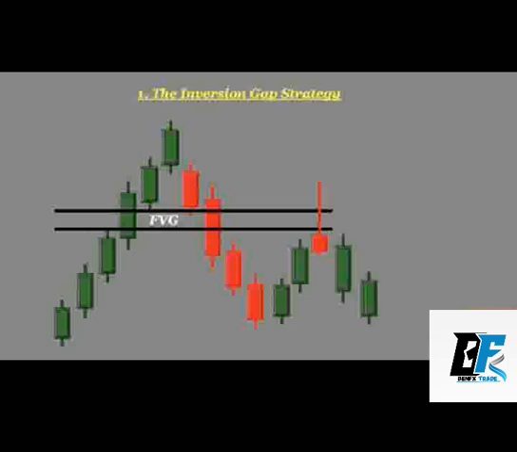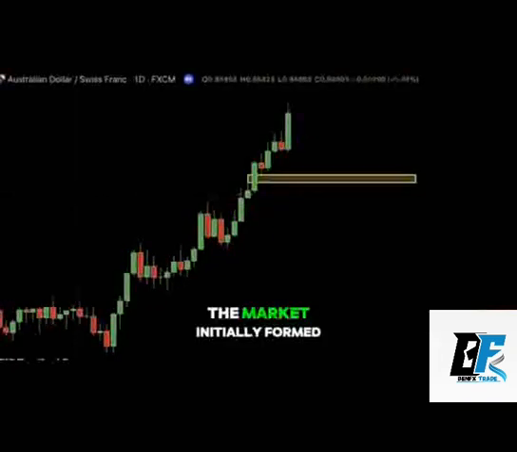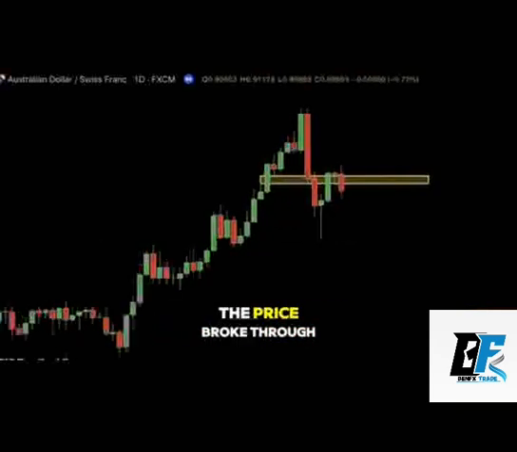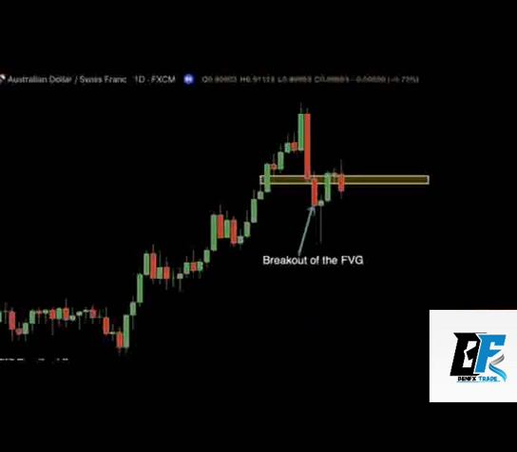In this scenario, you take a position in the opposite direction of the original gap once the price retraces to it. This strategy works best on its first retest, so be cautious if the price crosses through the gap multiple times. As you can see, the market initially formed a bullish fair value gap when the price surged upwards. After this initial move, the price broke through the gap. Following this break, the price retraced back to test the fair value gap, which now acted as a resistance level.